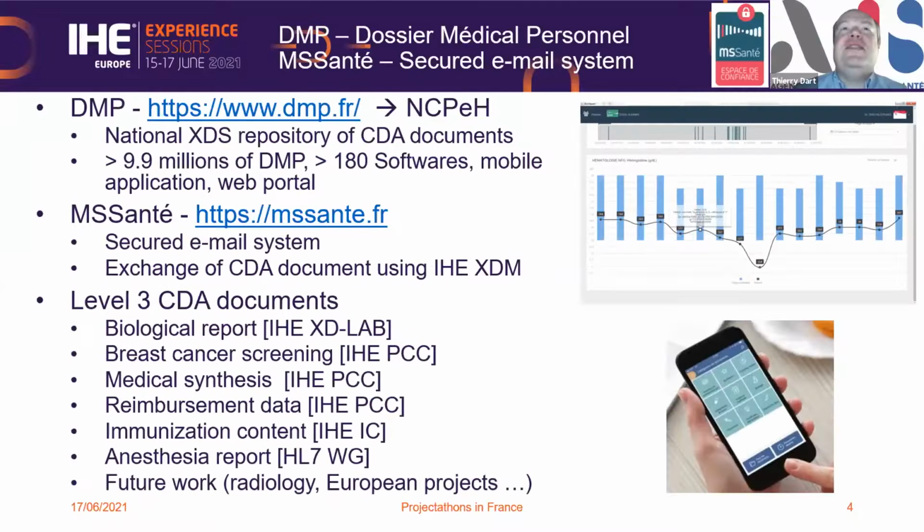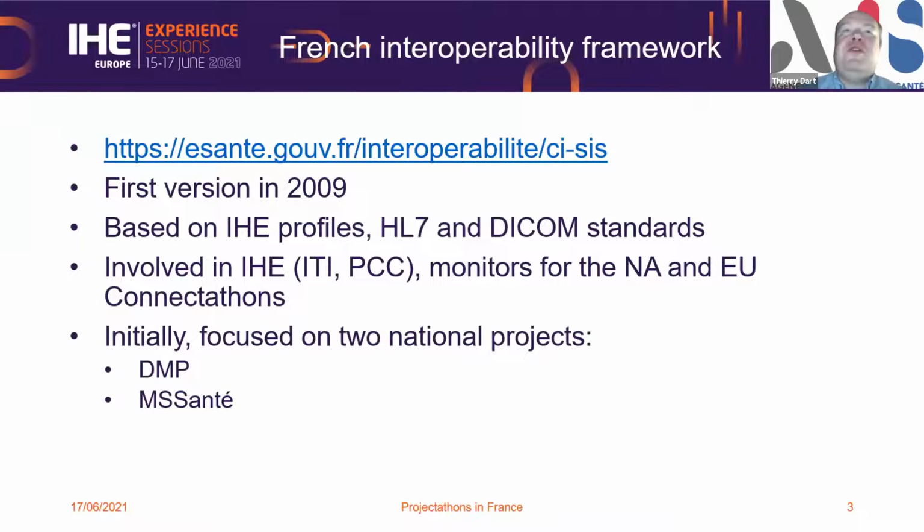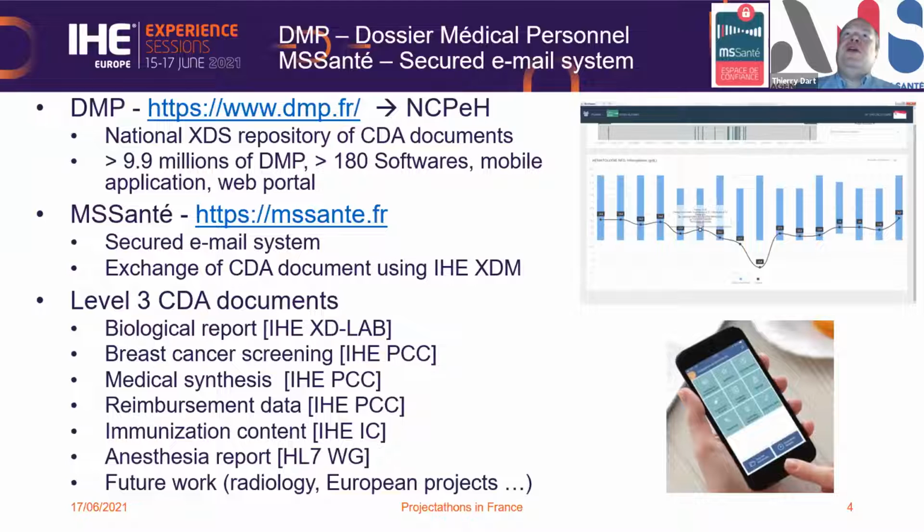So we have an interoperability framework. We are involved in ITI and PCC, and we are also monitors at the North American and European Connectathons. We have two main systems in France at a national level. The first one is called the DMP. It's a personal healthcare record. It's a national XDS repository of CDA documents. We have more than 10 million DMPs open actually, so it covers only 20% of the French people.